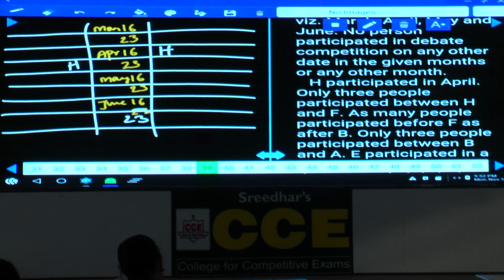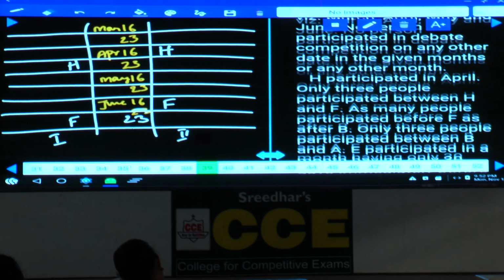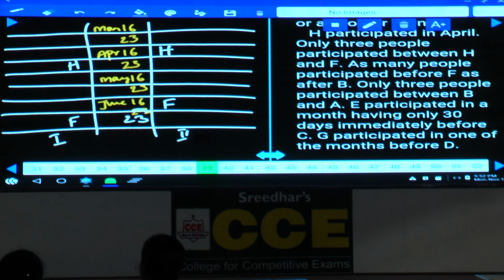And 3 people between H and F. This is the first case and this is the second case. Now in the first case, F must be on June 23rd, and in the second case F must be on June 16th. As many people participated before F as after B. Before F in the first case, how many persons are there? 7 persons. Hence after B also we need 7 persons, so B must be on March 16.